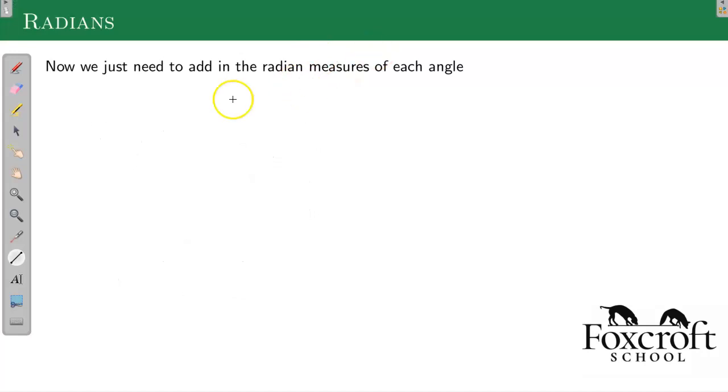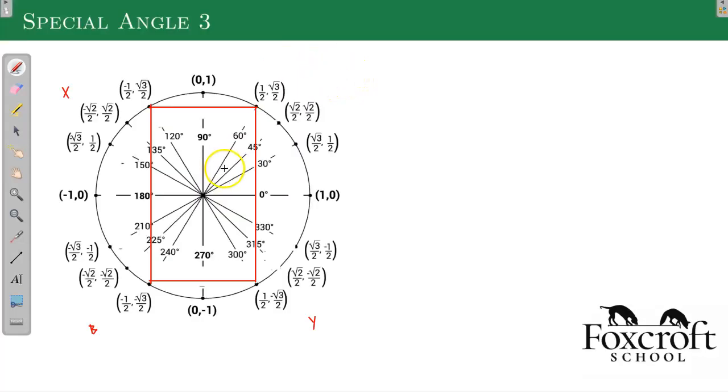Now we just need to fill in the radian measures of each angle. We have our full unit circle. Just quickly look at that again. We have all the values on the outside we need, and we have all the angles in degrees we need. Now we just need to fill in these gaps here with what the angles are in radians.